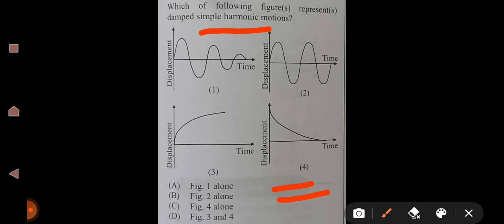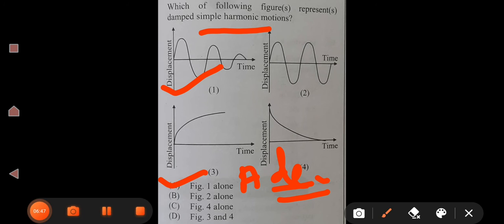Friends, damped oscillations means the amplitude will go on decreasing. So if you observe the four diagrams, then option number A is correct. So figure A alone is the correct option. So damped simple harmonic motion means the amplitude should go on decreasing continuously.